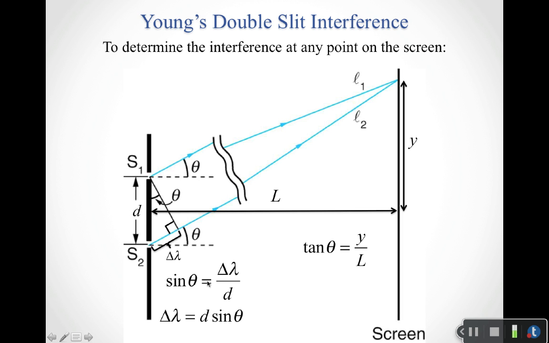The tangent of that angle, opposite side over adjacent side, is going to be our distance y over L. So I've got sort of two equations that I'm going to use. One's going to tell me about what the path difference is and therefore what angle I'm looking at. The other is going to relate that angle to where I end up looking at a point on the screen.